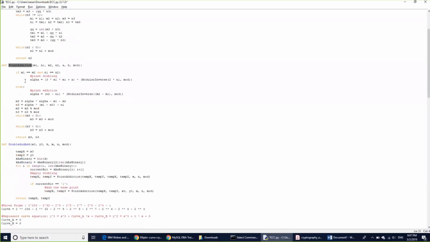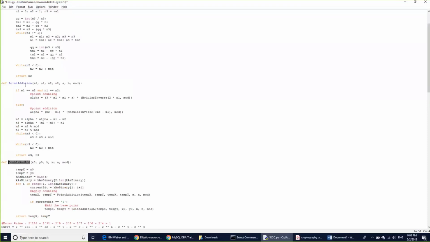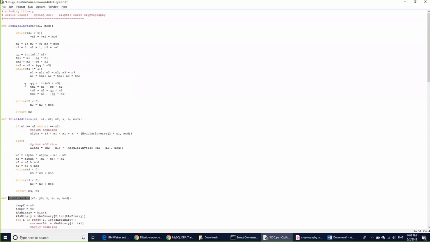So it uses these calculations, the doubling and the addition, and again inside that it uses modular inverse, and doubling is similar to the multiply and square in modular exponential equations. So it uses all these calculations within this algorithm, this program implementation.